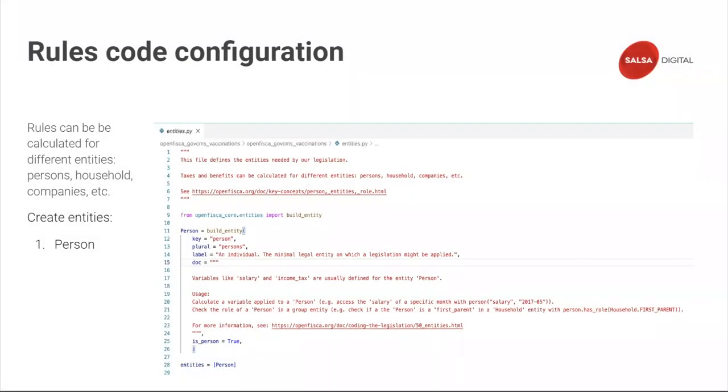And this is an example of the configuration. As you can see, this is Python code because OpenFisca is Python based, and rules can be calculated for different entities. Now there are different entities in OpenFisca. Some of the entities can be persons, household, companies, etc. So in this case, the entity was person.